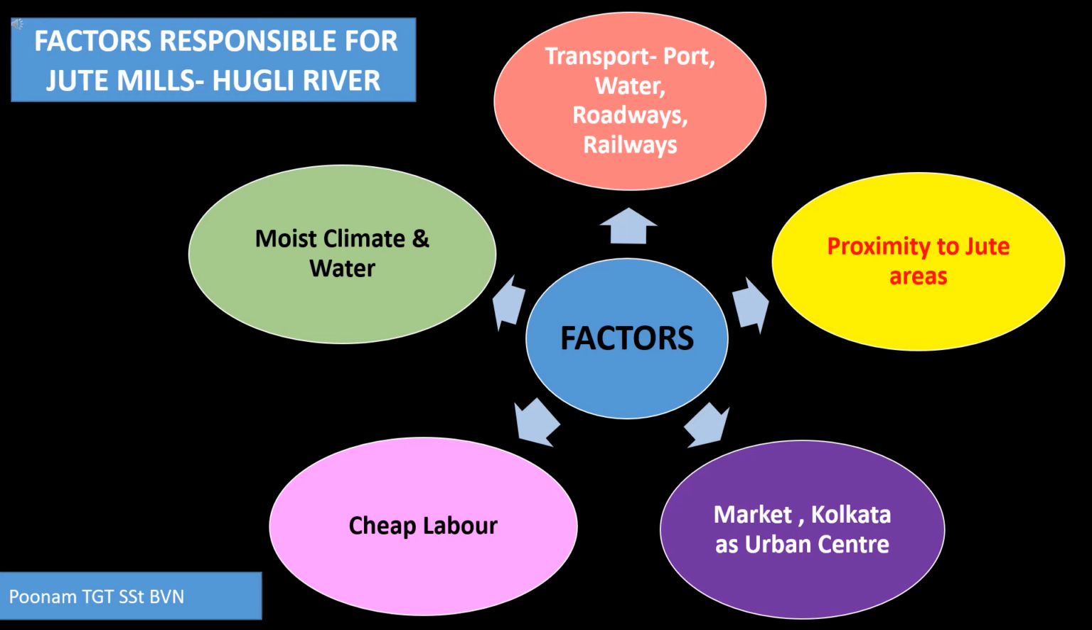Factors responsible for the location in the Hooghly River basin are: proximity of the jute producing areas, inexpensive water transport, supported by a good network of railways, roadways, waterways to facilitate the movement of raw material to the mills, abundant water for processing raw jute, cheap labor from West Bengal and adjoining states of Bihar, Odisha, Uttar Pradesh, Kolkata as a large urban center providing banking, insurance, and port facilities for export of jute goods.